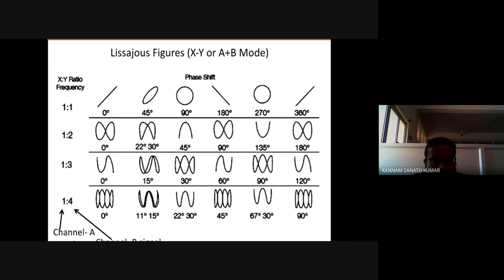So, the X and Y ratio of frequencies. Suppose the X and Y frequencies are both the same. These are the Lissajous patterns. Suppose the phase shift is 0 degrees, it will make an angle of 45 degrees towards the right. If the phase shift is 45 degrees, it will be an ellipse towards the right. And if it is a 90 degrees phase shift, it is a circle.